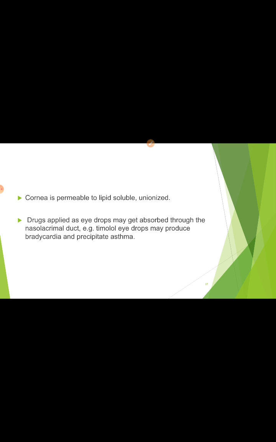Cornea is permeable to lipid soluble unionized drugs. So, all the eye drops contain lipid soluble unionized form of drug. But certain drugs, like timolol eye drops, get absorbed into the systemic circulation. It has effect on heart and produces bradycardia, and it also has effect on bronchus or bronchial smooth muscle and causes its constriction, and it can precipitate asthma.